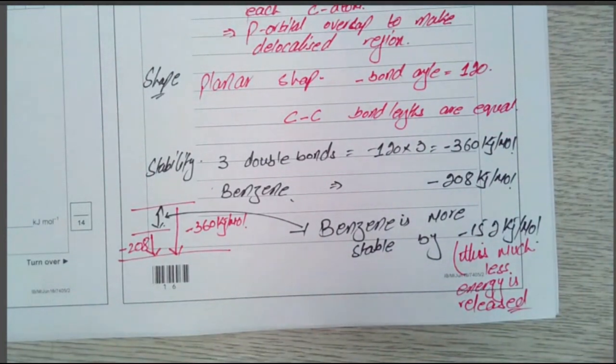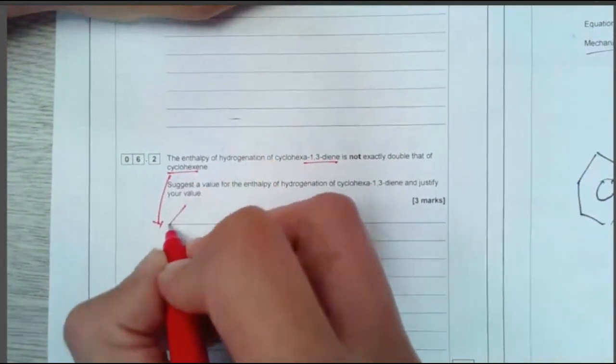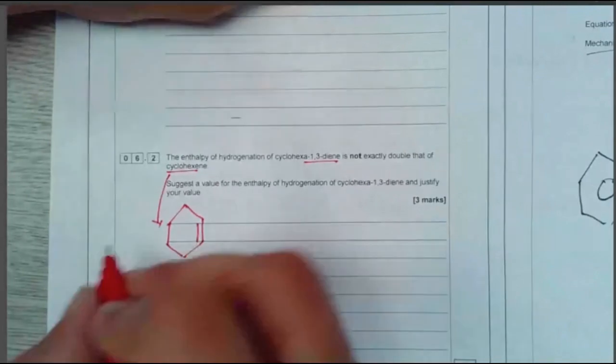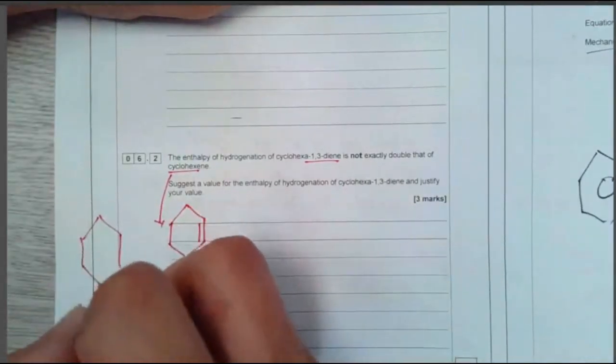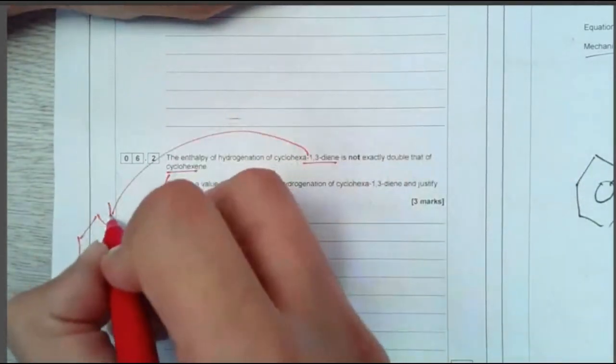I've written minus 152. If you write down 152, that will still get you a mark. Next question. It says the enthalpy of hydrogenation of cyclohexa-1,3-diene is not exactly double that of cyclohexene. So what are they saying? This and this. So cyclohexene is this, and this one is that.